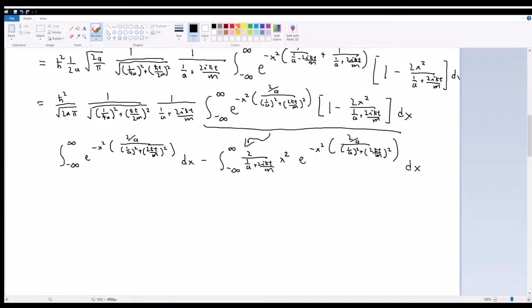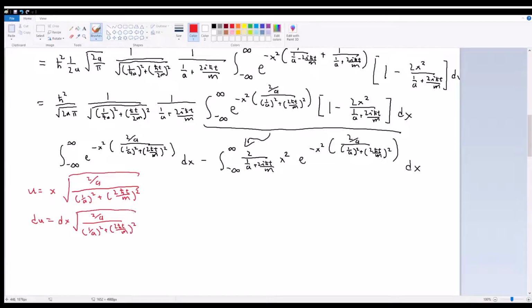So we're going to use u sub here. We're going to say, okay, u is equal to x times the square root of 2 over a multiplied by 1 over a squared plus 2h bar t over m squared. So du is equal to dx multiplied by this same thing, 2 over a, 1 over a squared plus 2h bar t over m squared. And if we do this, then this first part, and you know what? Let's label this by color. So I'll label this one in green, and I'll label this one in blue.